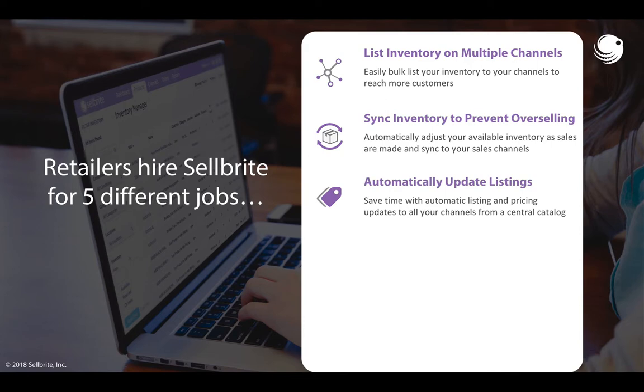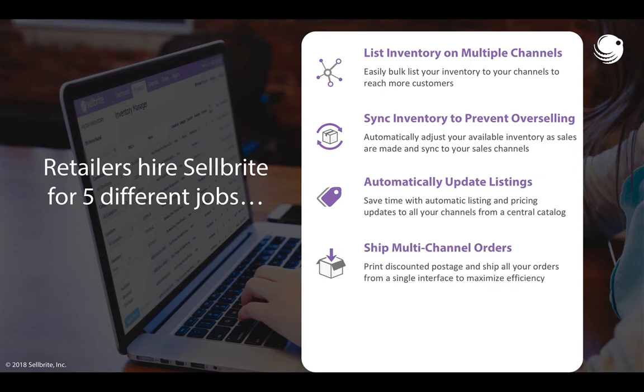Automatically update listings. Creating listings is just the first step. Ongoing maintenance and management of your listings is made much easier with our bulk tools. Ship multi-channel orders. Sellbrite offers several fulfillment options to help retailers get orders out the door, including a built-in USPS integration featuring the lowest rates possible, a tight Fulfillment by Amazon integration, and access to other 3PL solutions.